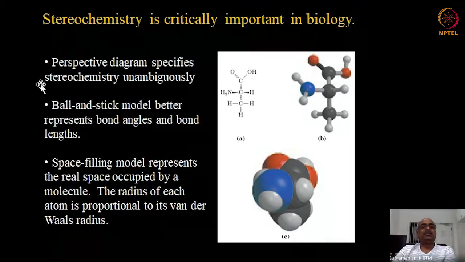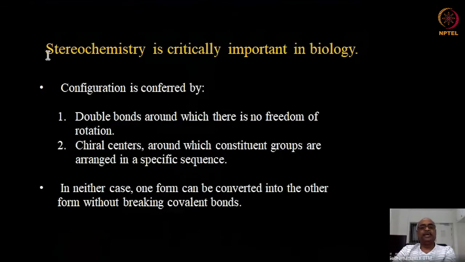I just told you, the perspective diagram specifies stereochemistry unambiguously. That is, which one is away from the plane, which one is towards you from the plane, etc. Ball and stick shows primarily the bond length and the angle, and the space filling model shows the actual space occupied by the atoms. The title keeps telling you stereochemistry is critically important in biology. I will come to that towards the end of this part.